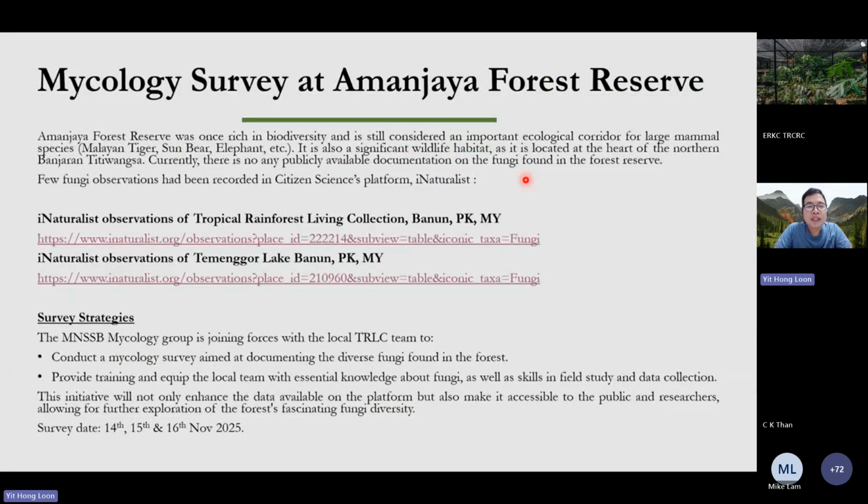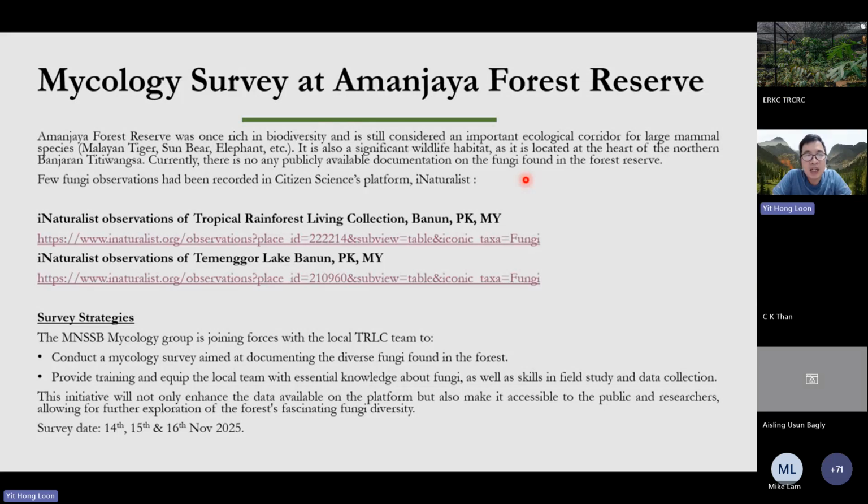Okay. So this is part of the mycology survey at Amanjaya Forest Reserve. Okay. Amanjaya Forest Reserve was once rich in biodiversity. And now it's still considered important because it's one of the ecological corridors for large mammal species to move around, like Malayan tiger, sun bear, elephant.